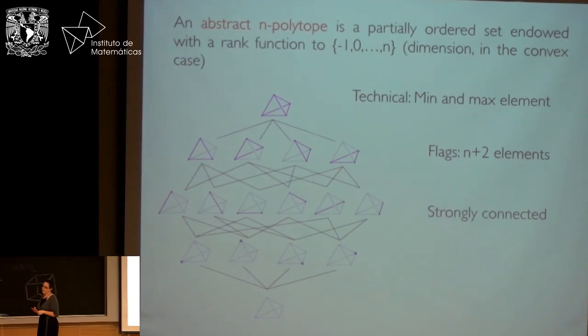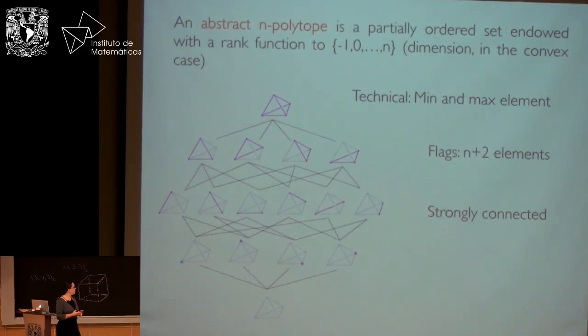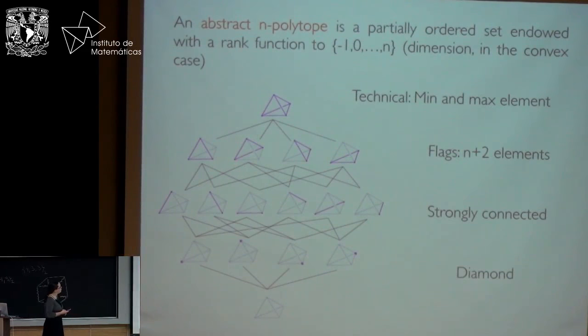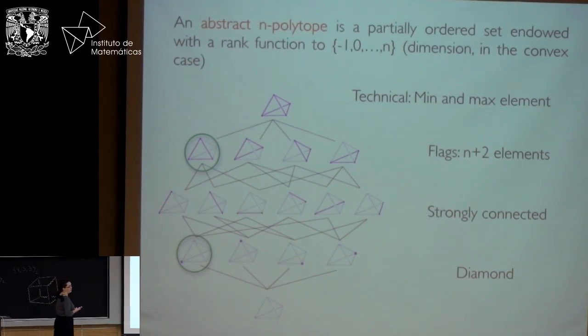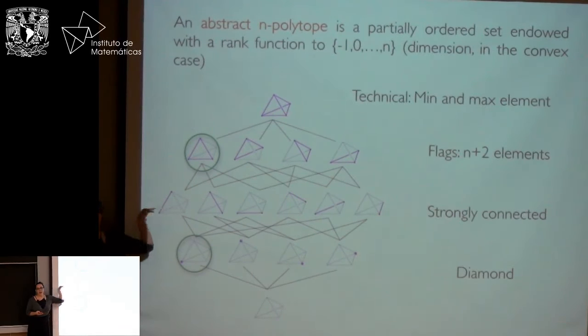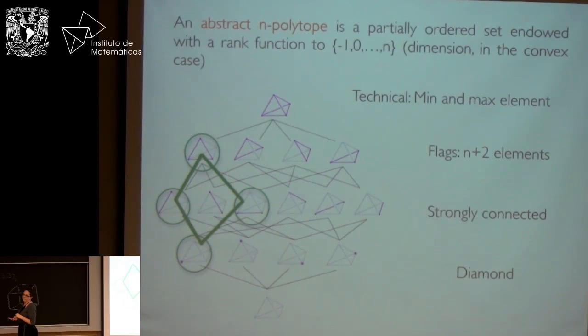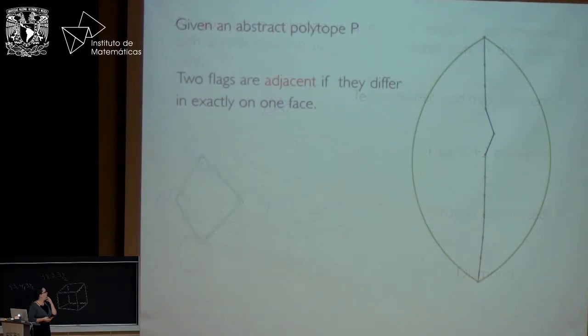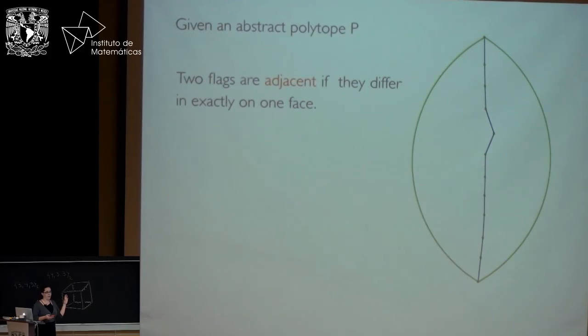Then I'm going to ask for this ordered set to be strongly connected. And what that means is that all the open intervals of this partial set are connected. And then the last one is a diamond condition that says that whenever I have two elements whose ranks differ by two, so I have one layer in between, I have exactly two elements in between. So this is my definition, and this is the way I can generalize things nicely. And again here, I don't have a symmetry structure behind. I just have the combinatorial definition without symmetry.